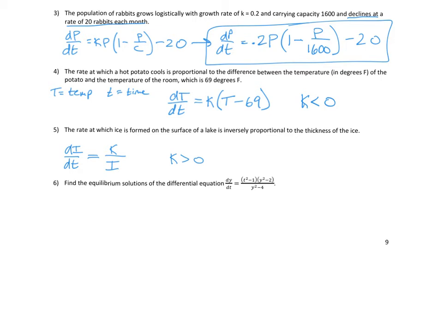Now remember, an equilibrium solution looks like this: y(t) equals a constant. The solution to a differential equation is a function y(t). So that means that this t equals plus or minus 1 is not an equilibrium solution, right? It's not a y(t). So y equals plus or minus root 2, those are my equilibrium solutions.